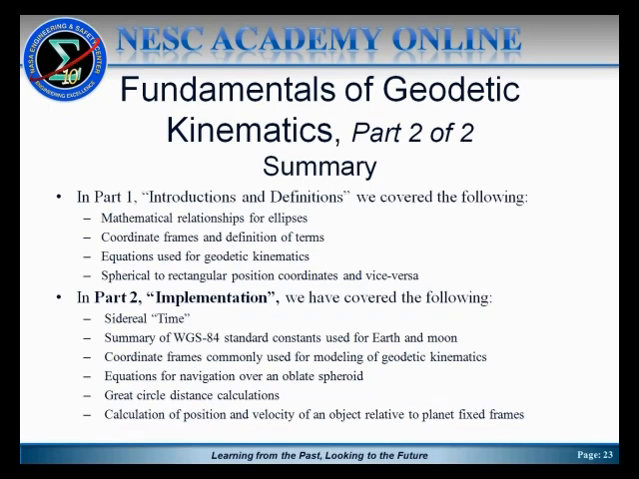In today's presentation, part 2, which is entitled Implementation, we've covered the following topics as well. We discussed sidereal time, a summary of the World Geodetic System 1984 standard constants that are used for the Earth and for the Moon for geodetic kinematics applications. We also discussed coordinate frames that are commonly used for geodetic kinematics, and the equations for navigation over an oblate spheroid, as well as the calculations of the great circle distances for points on the surface of the spheroid, and finally how to compute position and velocity of an object relative to planet-fixed frames.